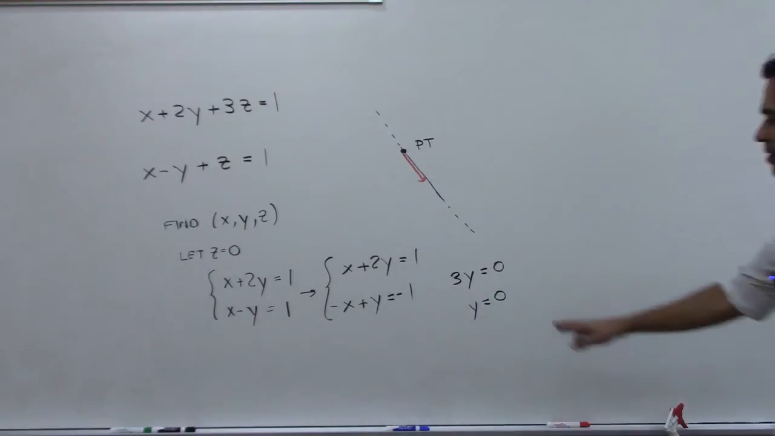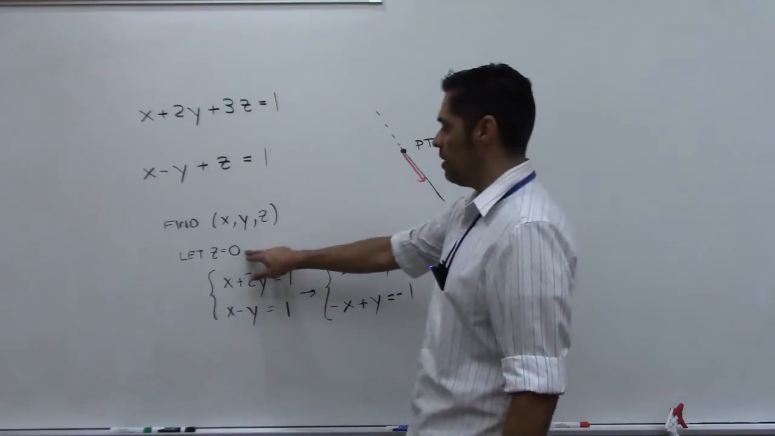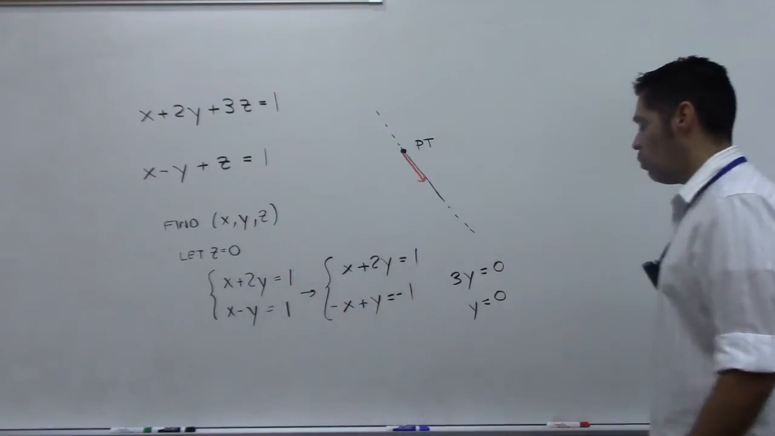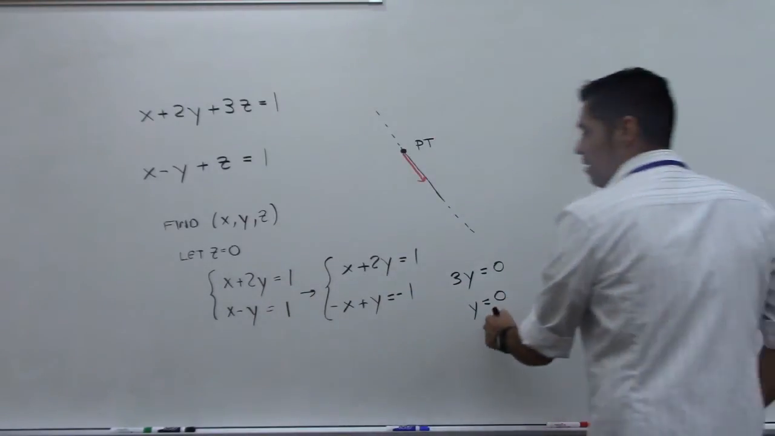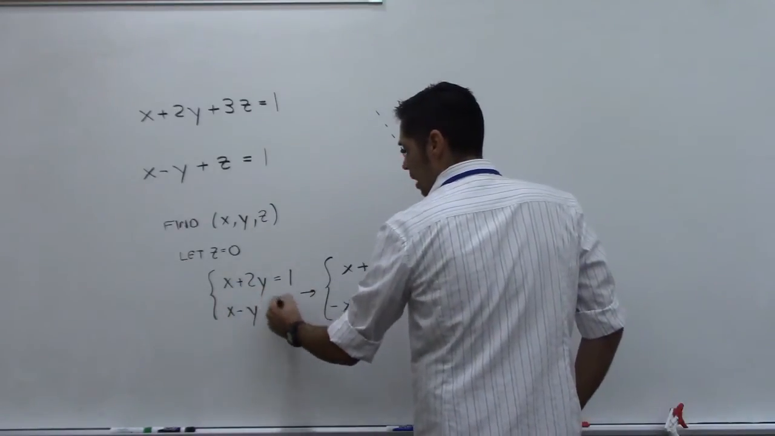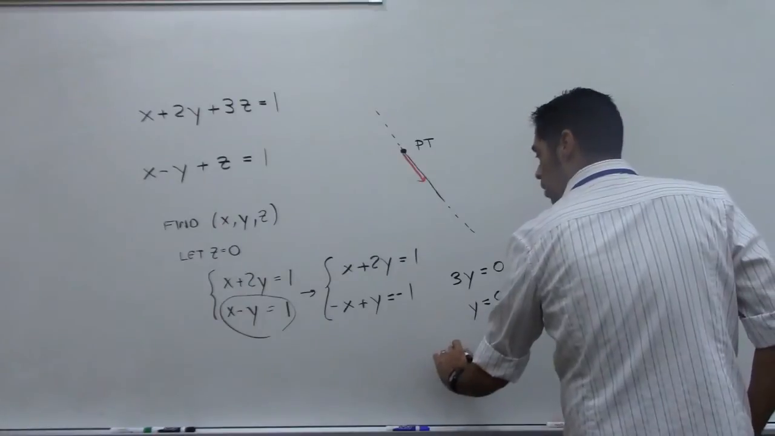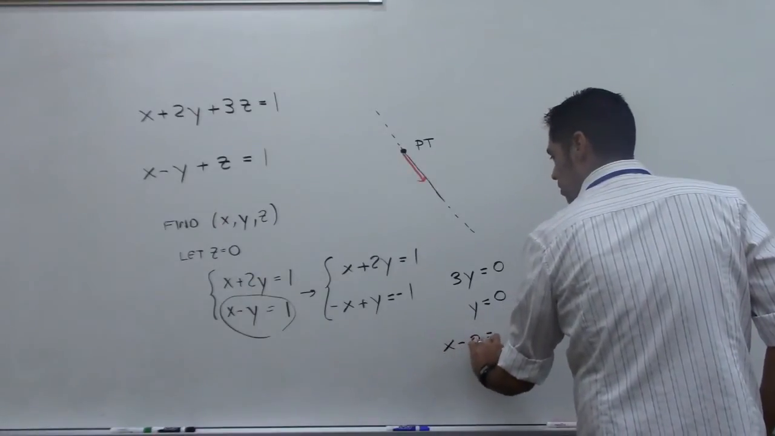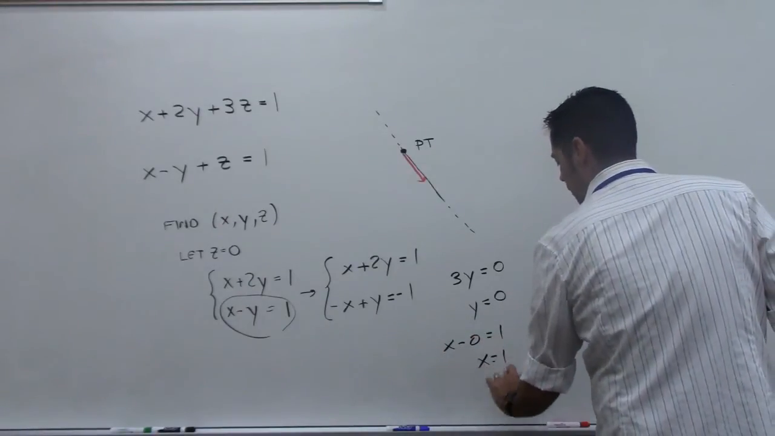Okay, so if y is 0, so what I've done is I've let z be 0. When that happens, that means y has to be 0. And if y is 0, I can go back to any of these equations. So I'll just go right to this equation. I'll replace y with 0. I get x minus 0 equals 1, which means x is 1.